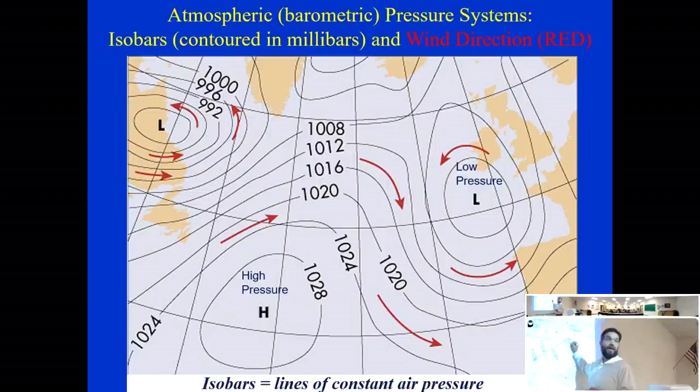This high pressure to low pressure is called the pressure gradient force. So that's the actual force. It's the pressure force that is moving the air. But the air does not actually follow the pressure gradient force.